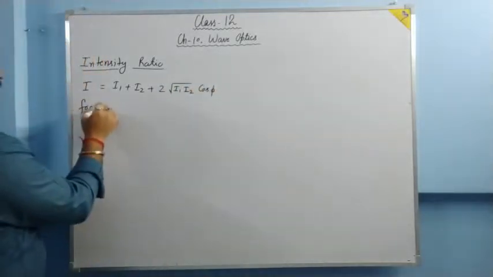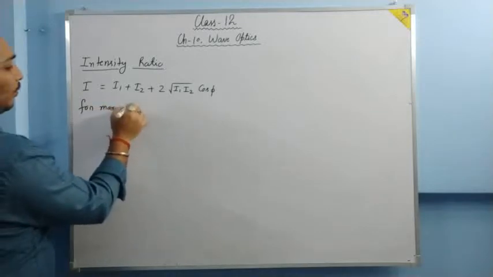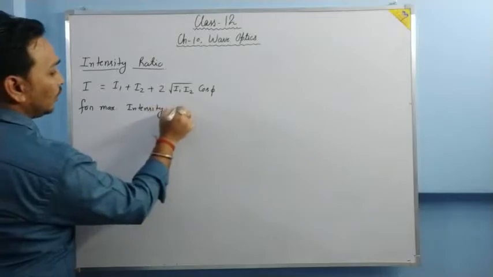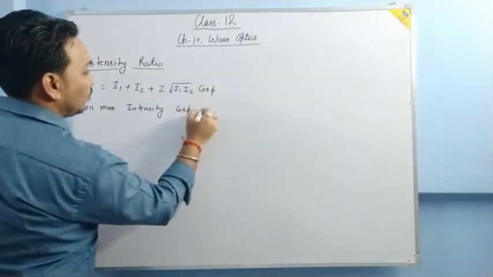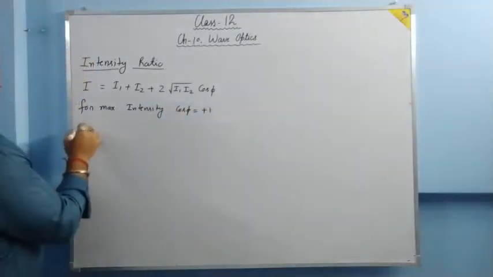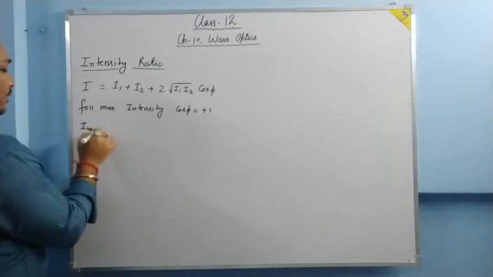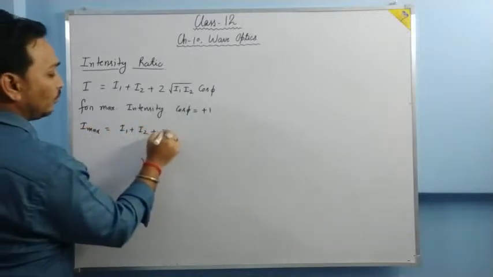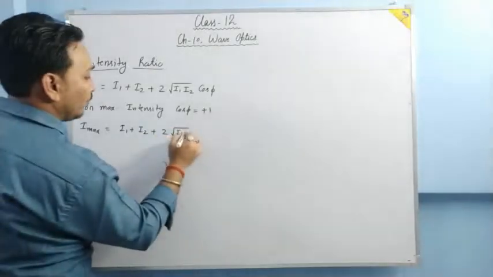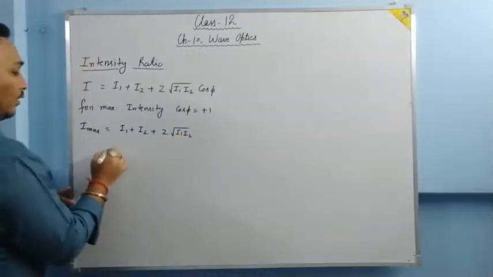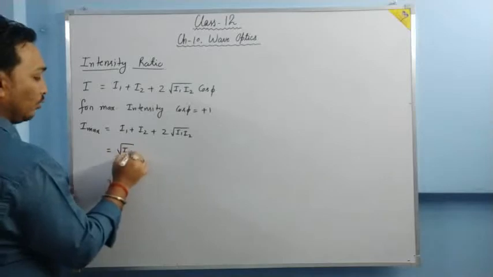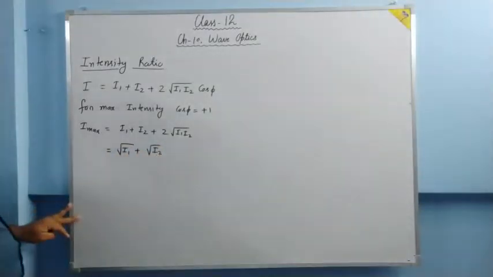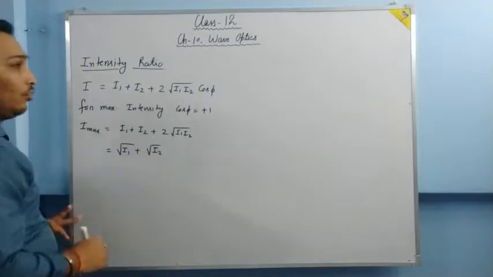For maximum intensity, this cos phi has to be plus 1. So I max in that case will be equal to I1 plus I2 plus 2 under root I1 I2, or we can write it as (under root I1 plus under root I2) whole square. Is it clear?